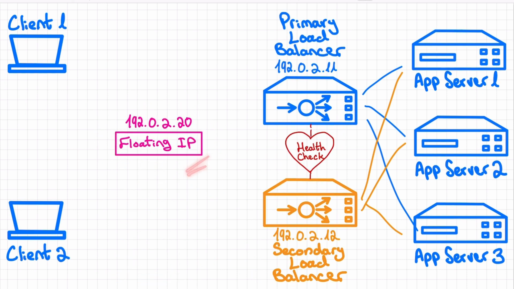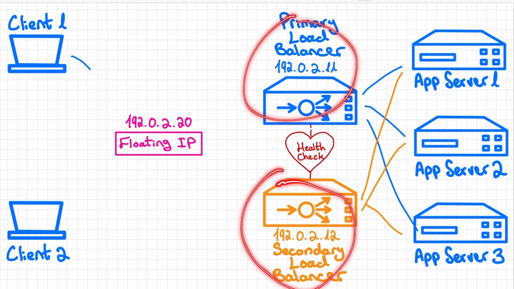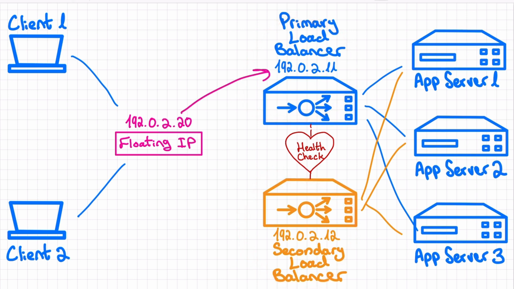The floating IP is a type of virtual IP that is mapped to one of these nodes and acts as the gateway to our service. In a healthy state, it will be mapped to the primary load balancer. This means that as long as the primary load balancer is alive, it will be taking all the requests. The two load balancers will monitor each other's health by sending heartbeat messages back and forth.